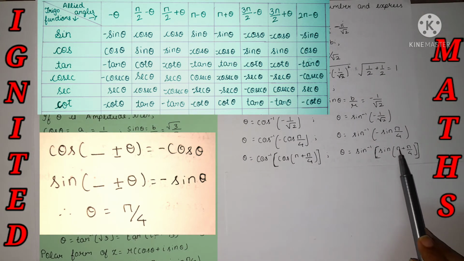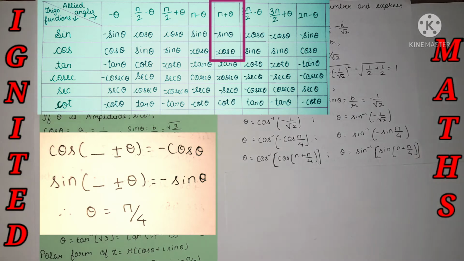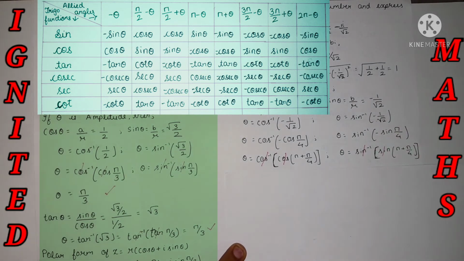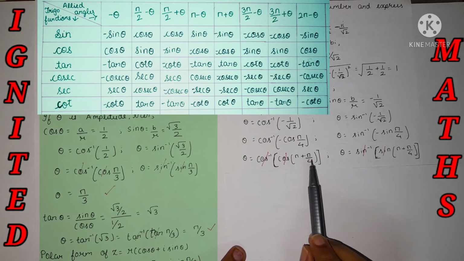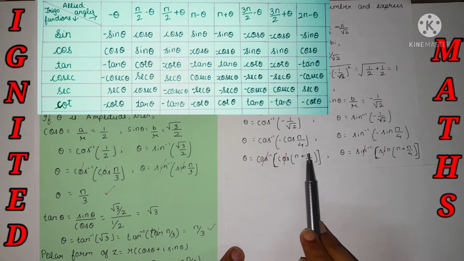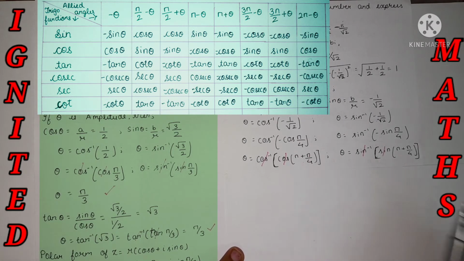Over here, sin of pi plus theta is nothing but minus sin theta. Theta over here is pi by 4. Just compare with the allied angles formula, and over here just cancel cos inverse and sin inverse, and do the calculation. It's very easy: multiply the numerator and denominator by 4. So 4 pi plus pi is nothing but 5 pi by 4. Over here also it is the same, 5 pi by 4. So my theta came in a very easy form: theta is equal to 5 pi by 4.